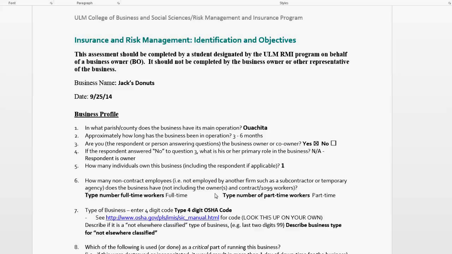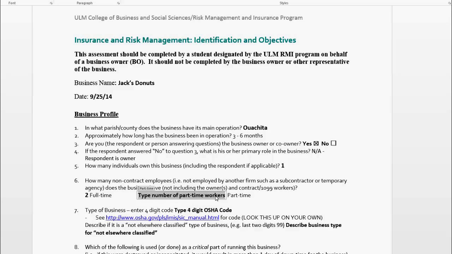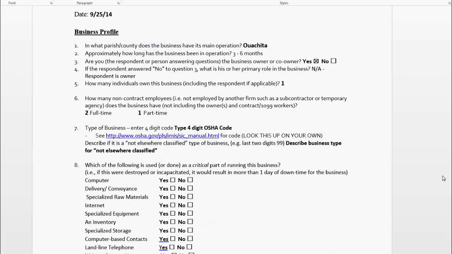You're looking for non-contract employees, so if they're hired as temp workers or subcontracted from another business, you would not count them. So there's a place for full-time and part-time, and in general, part-time we think of as 30 hours or less. So anything over 30 hours would be probably considered full-time. For our purposes, that's what we'll do. So you have 2 full-time and maybe 1 part-time. And notice how I just highlighted that and it just took out the prompt.